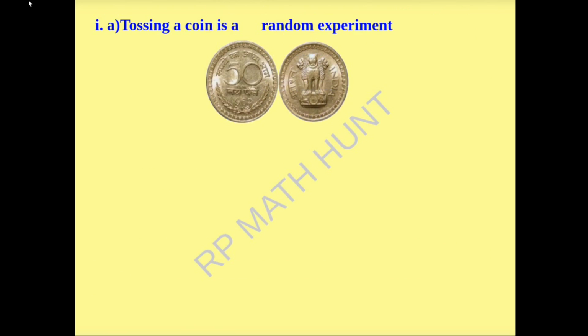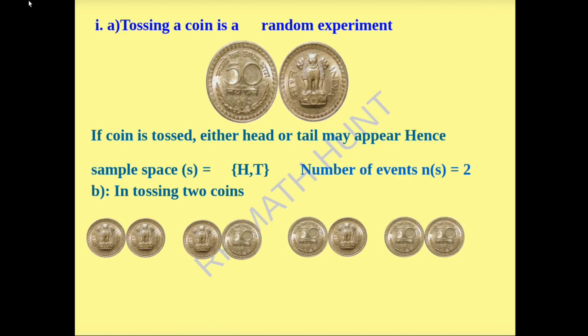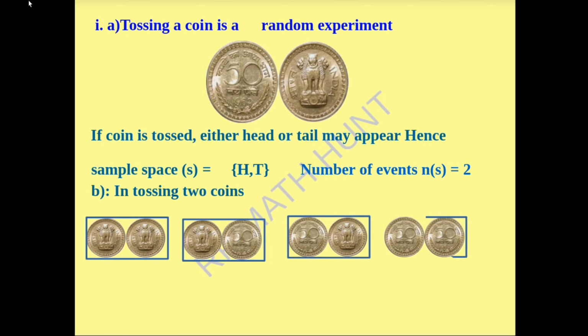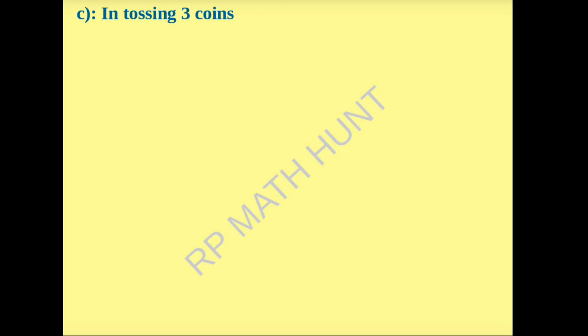Example 1. Tossing a coin is a random experiment. If a coin is tossed, either head or tail may appear. Hence, the sample space S is equal to {head, tail}. That is, the number of events n of S is equal to 2. If tossing two coins, the following are the results: head head, head tail, tail head, tail tail. Number of events is equal to 4.